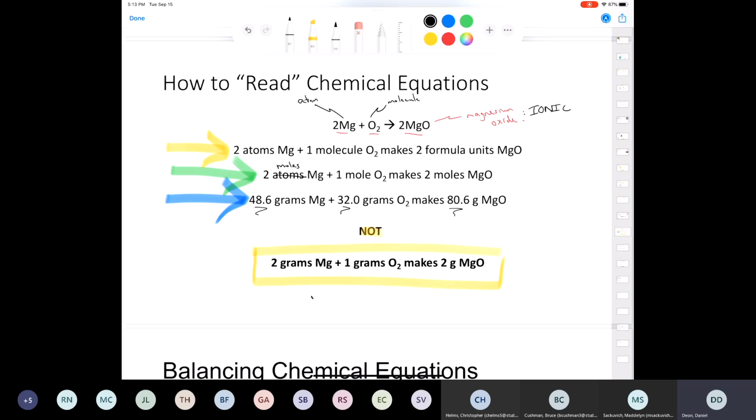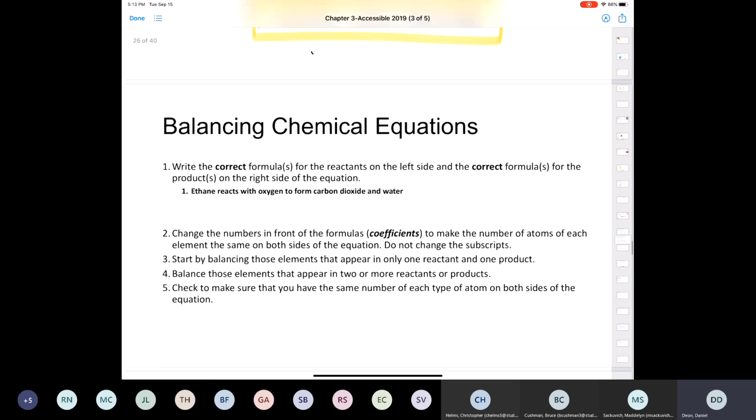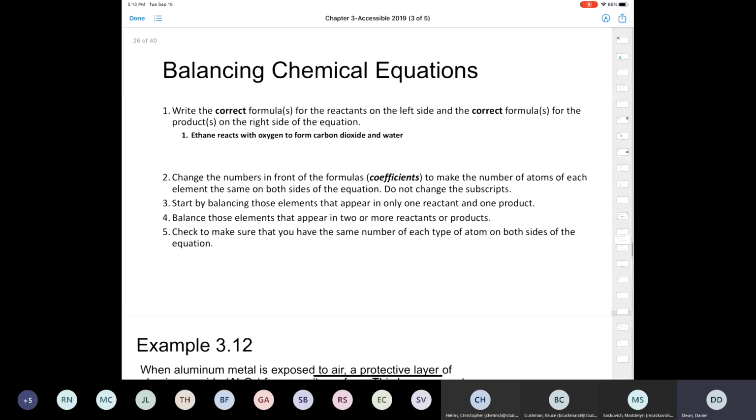Do not try to do this. Students don't do it a lot, but sometimes people will get it on an exam and say, oh, this must mean 2 grams of this plus 1 gram of that gives me 2 grams. No. We cannot do that. We have to compare the number of moles, okay? I'm not going to harp on that too much because I think I even showed you in another slide earlier on.